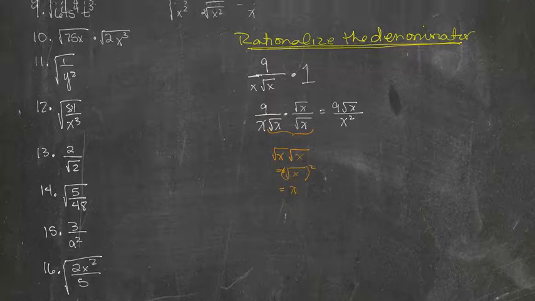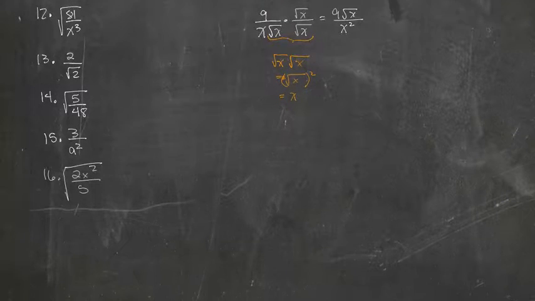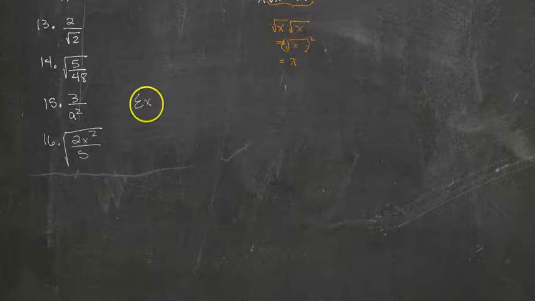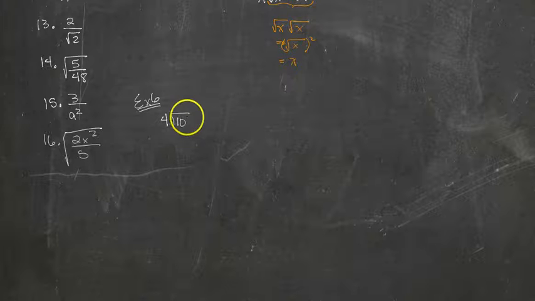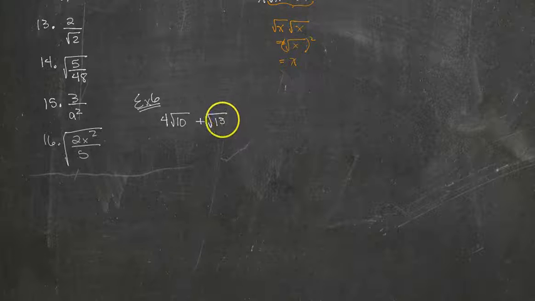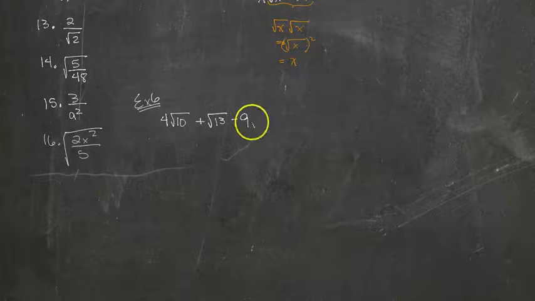All right, so now let's pull all this together with example 6 and 7 and start working with these numbers in expressions, because later we're going to work with them in equations. So let's look at an expression that involves radicals. Suppose I want to add 4 times root 10 plus root 13 minus 9 times root 10. So suppose I want to combine these.